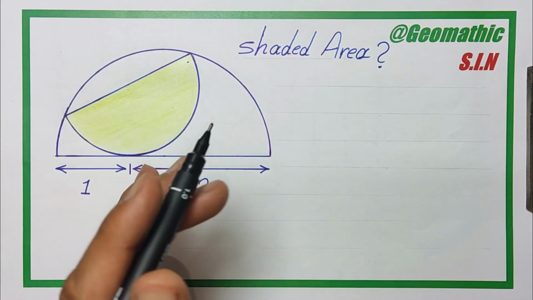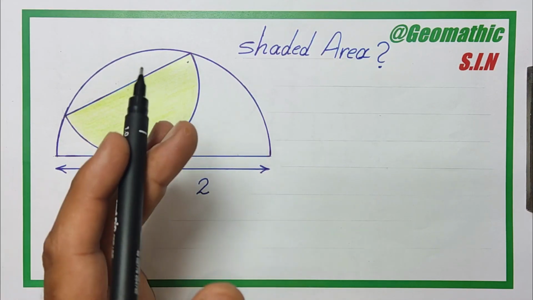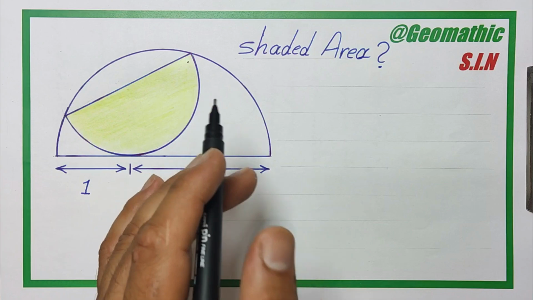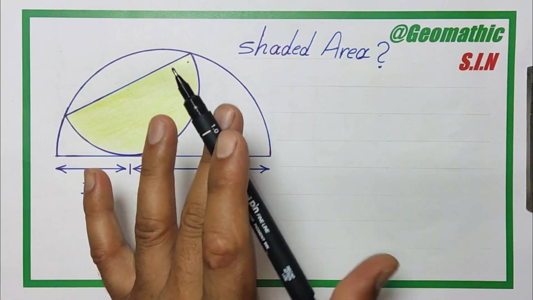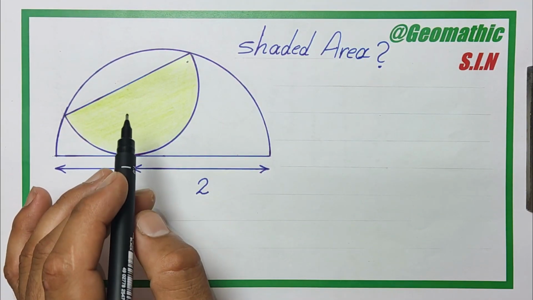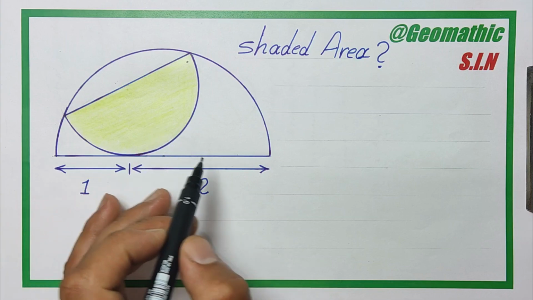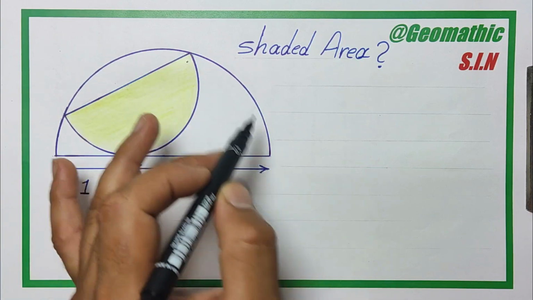Before we begin, take a few seconds to think. Do you have an idea? Alright, let's solve it together. Welcome to Geomathic. The first thing that comes to mind is finding the radius of the larger semicircle.